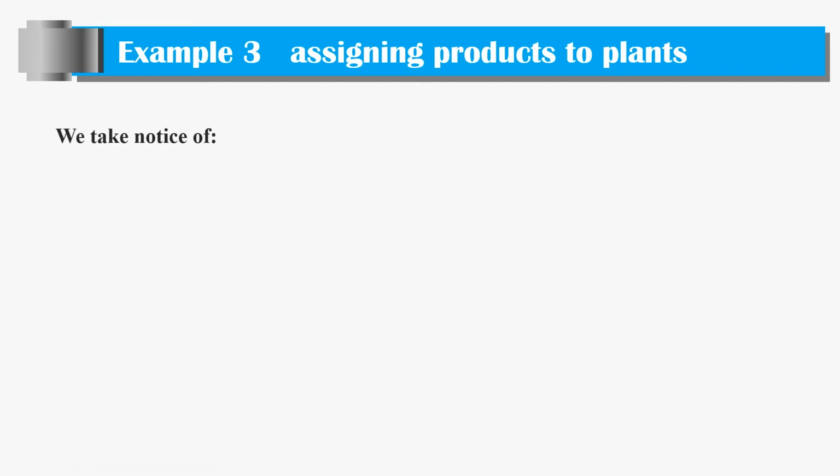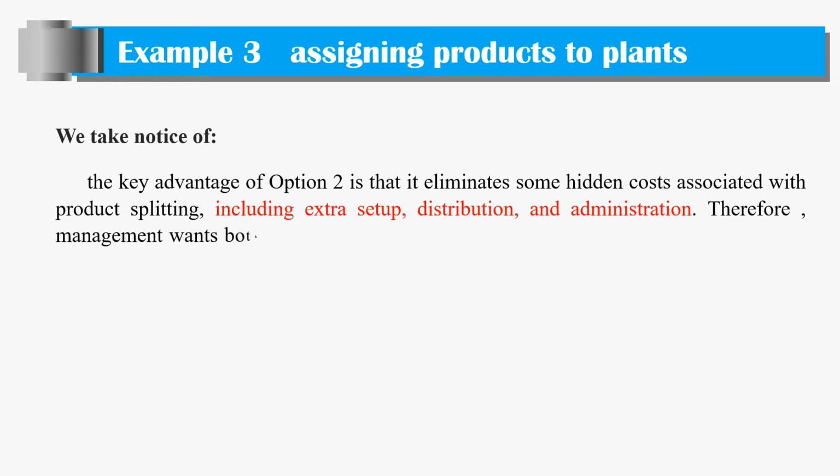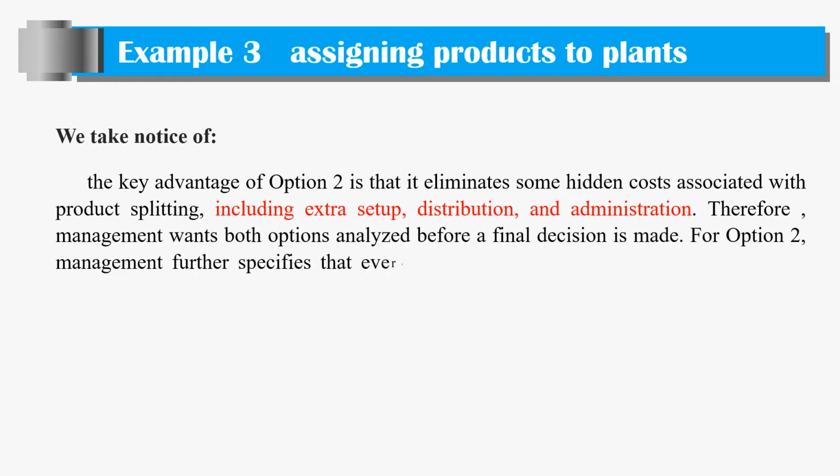Now, we notice that the key advantage of Operation 2 is that it eliminates some hidden costs associated with product splitting, including actual setup cost, distribution cost, and administration cost. Therefore, management wants both operations analyzed before the final decision is made. For Operation 2, management further specified that every plant should be assigned at least one of the products.